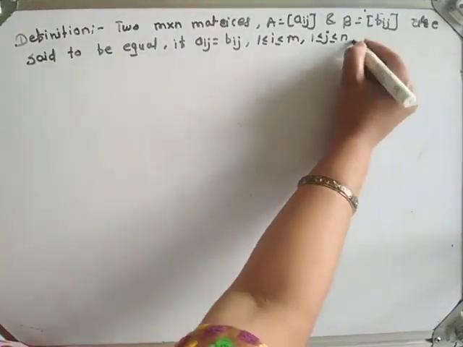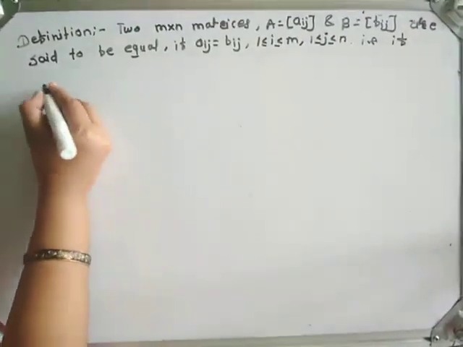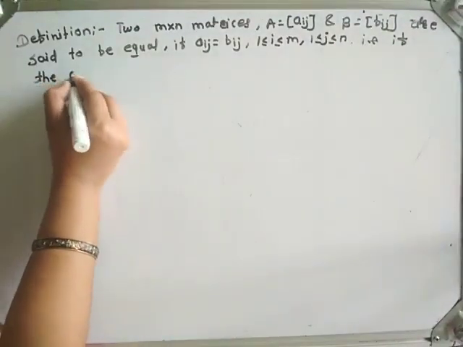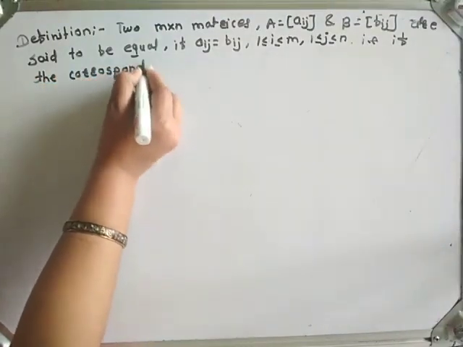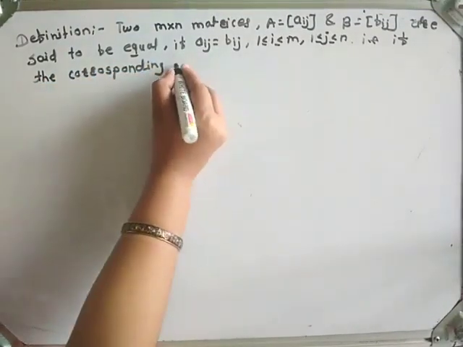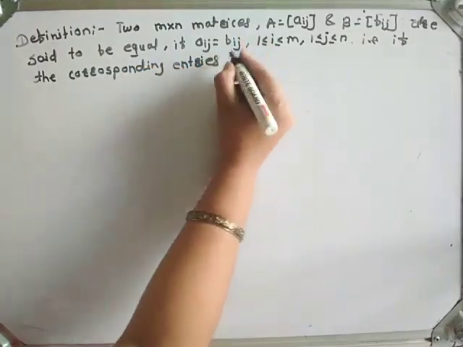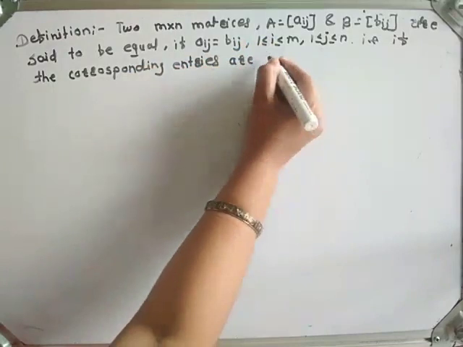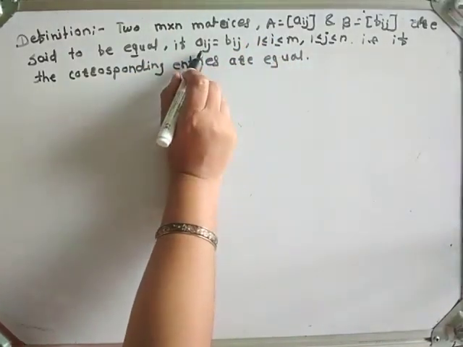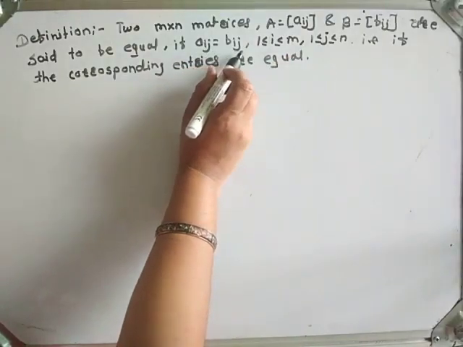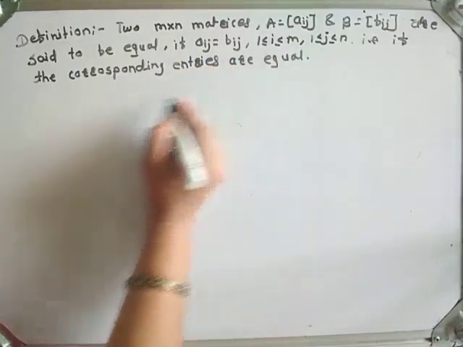if the corresponding entries are equal. That is, if corresponding entries are equal. That is, A11 is equal to B11, A12 is equal to B12, and so on.